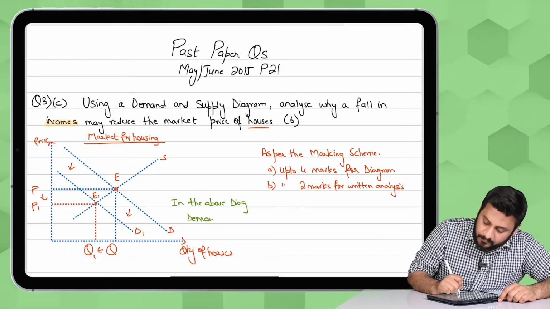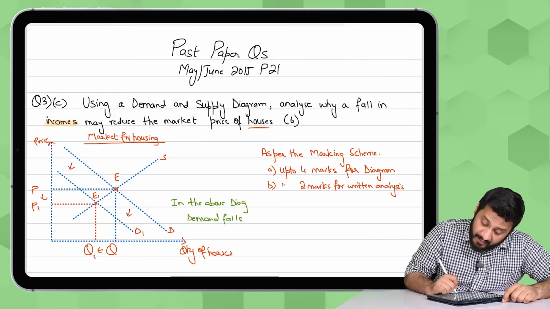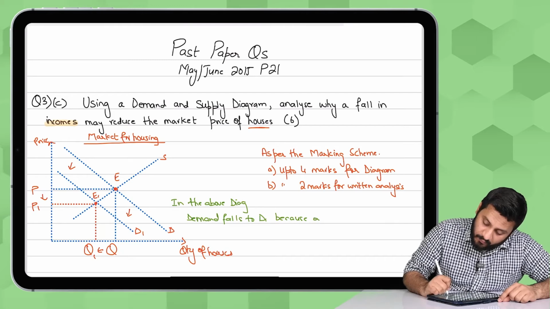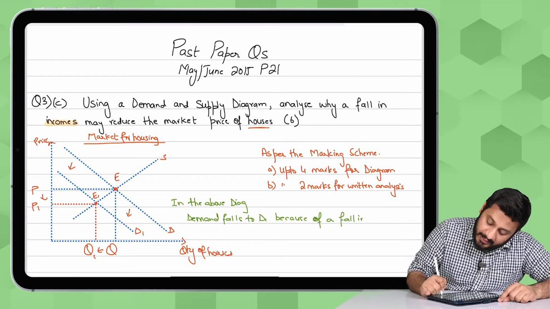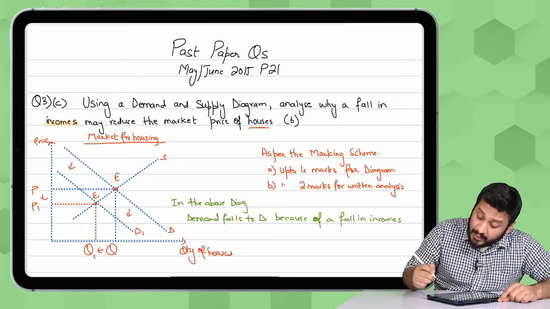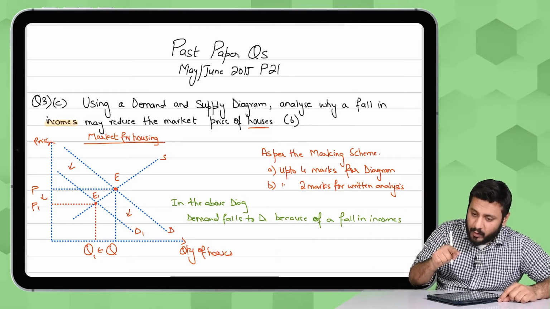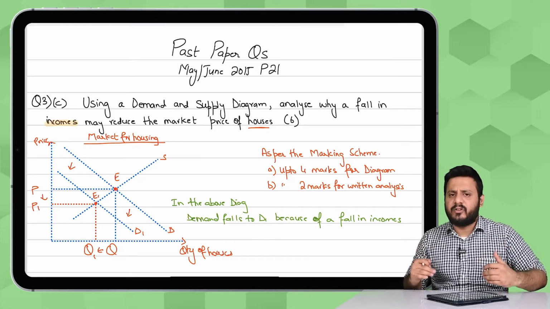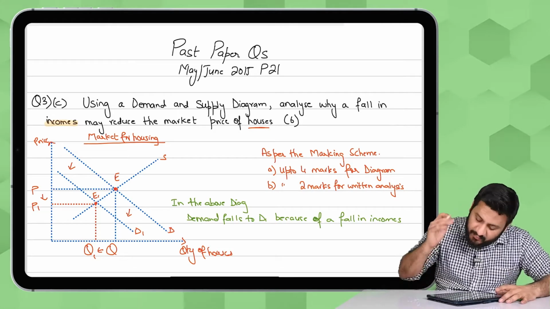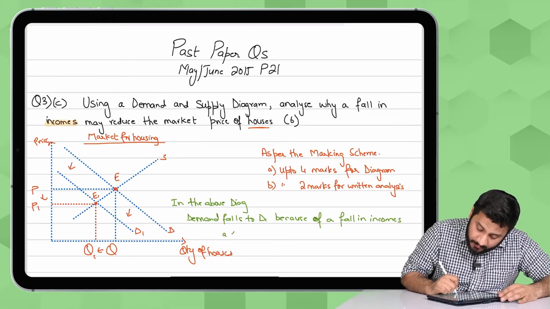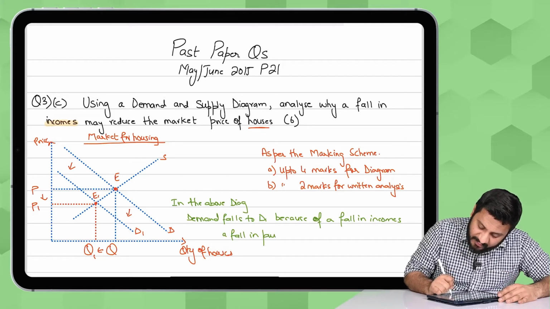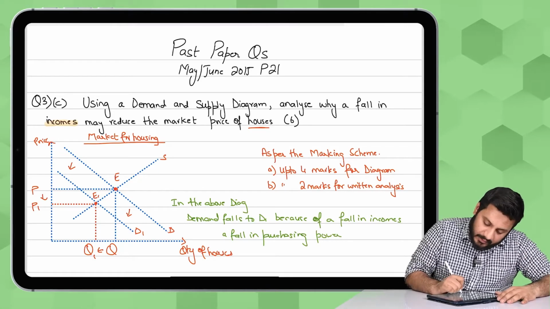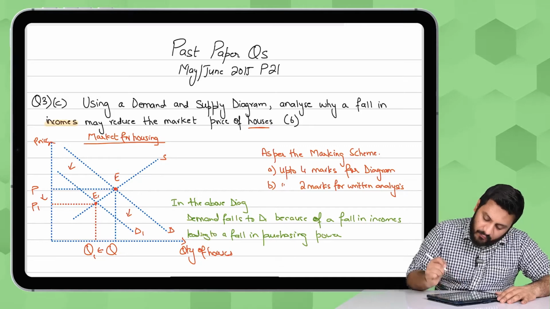demand falls. We know that demand falls. Why does demand fall to D1? Because of a fall in incomes. Yes, you heard it right, because of a fall in incomes. And when incomes are falling, just writing that it is because of a fall in incomes is not enough. You have to give the explanation. What will happen when incomes fall? It will lead to a fall in purchasing power, purchasing potential. Fall in incomes leads to a fall in purchasing power.